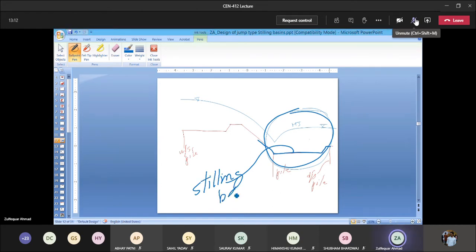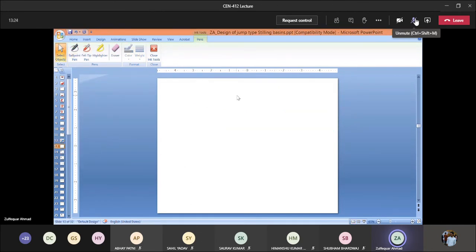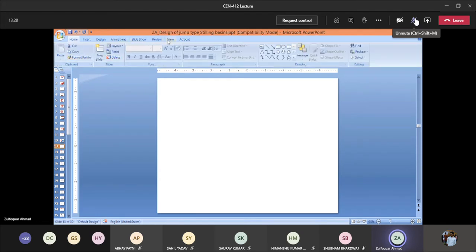Stirling basin. This is a Stirling basin, right? Now this Stirling basin, there may be various types of the Stirling basin. A classical one.